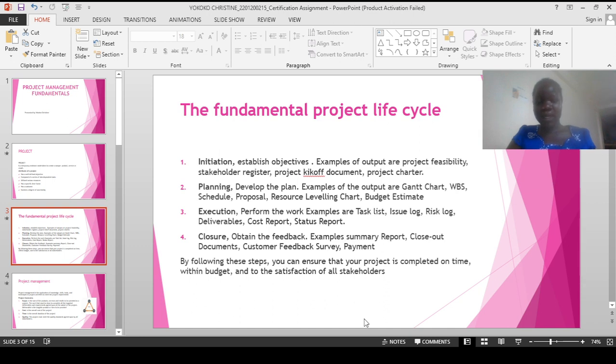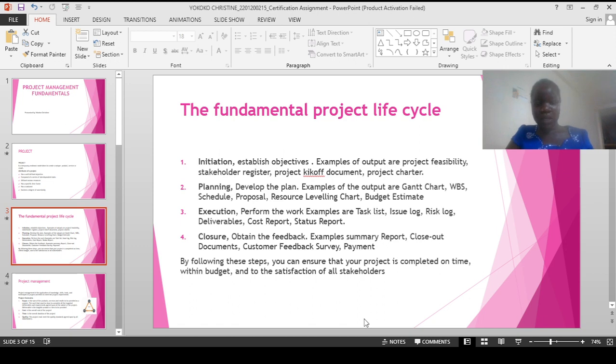Then moving to planning. In planning, you come up with the actual plan for the project. Examples can be the proposal and the schedules. Under schedule, we'll be looking at how we'll be using our time. The budget and estimates all fall under planning. Then under execution, the project performs the work. This is where the actual work is done, and some of the outputs can include the task list, the issue log, the risk log, and the deliverables. Those all fall under execution.